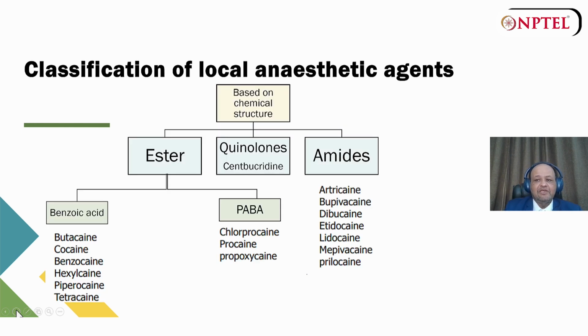So the classification of the local anesthetic solution is essentially based on the chemical structure. How are they made available chemically? So you have esters, which are benzoic acid esters or esters of para-amino benzoic acid. The benzoic acid esters comprise of butacaine, cocaine, which is the naturally occurring local anesthetic, benzocaine, hexylcaine, piperocaine, and tetracaine.